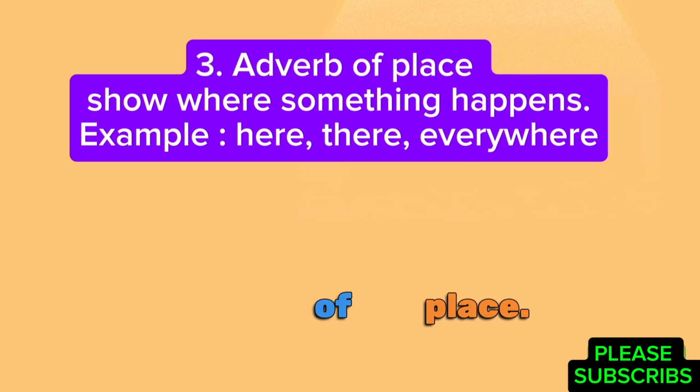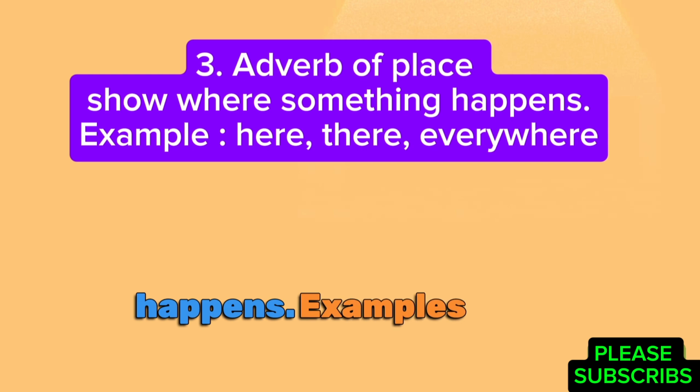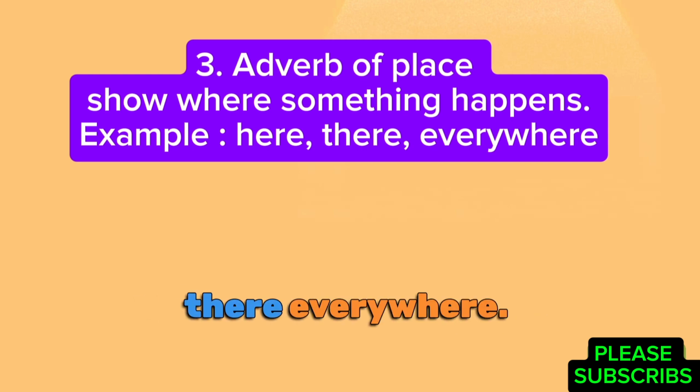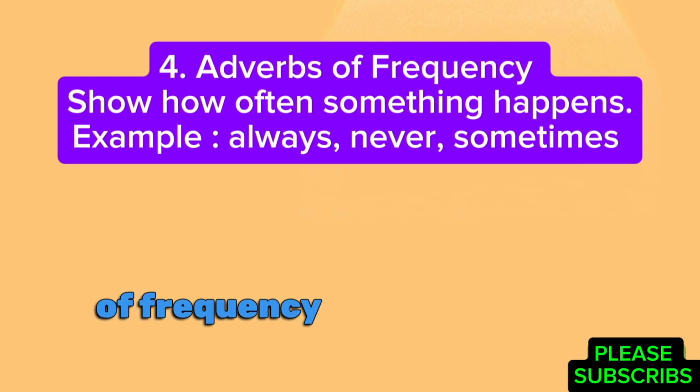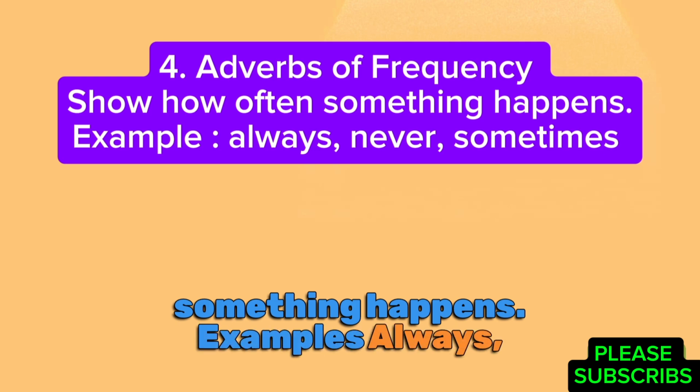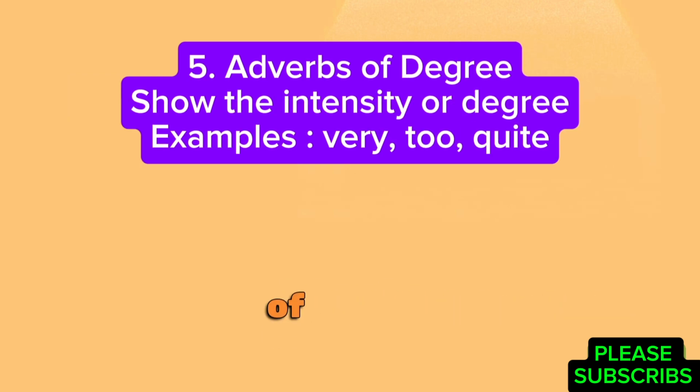Number 3. Adverbs of place. They show where something happens. Examples: here, there, everywhere. Number 4. Adverbs of frequency. They show how often something happens. Examples: always, never, sometimes. Number 5. Adverbs of degree. They show the intensity or degree.